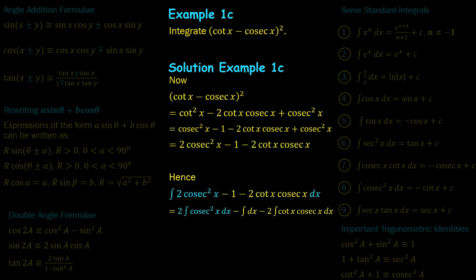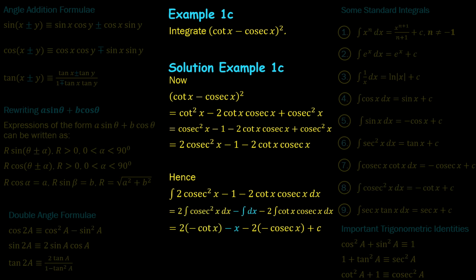So now let's take this term by term. We're going to rewrite this expression as 2 times the integral of cosec squared x dx, minus the integral of 1 dx, minus 2 times the integral of cot x cosec x dx. And now let's integrate. The integral of cosec squared x dx is minus cot x.